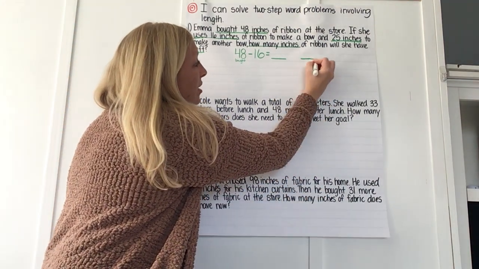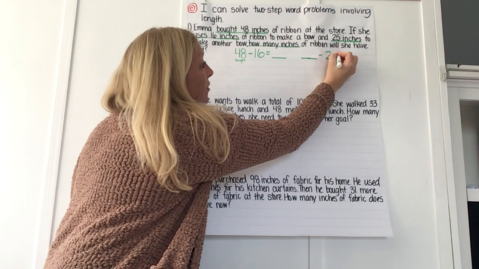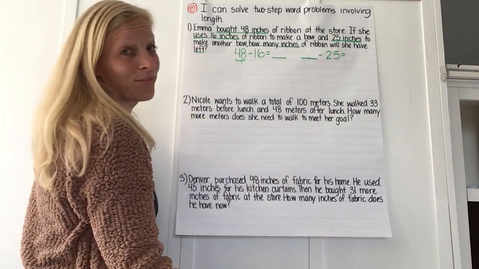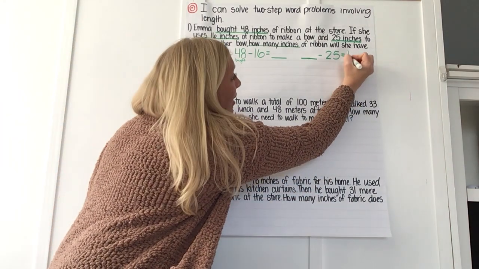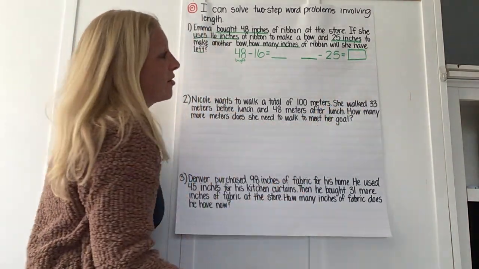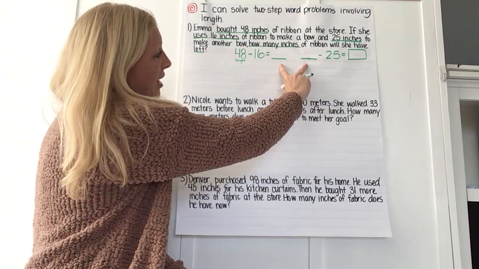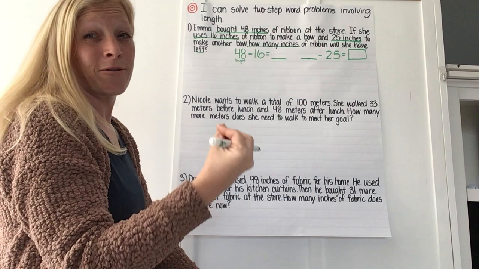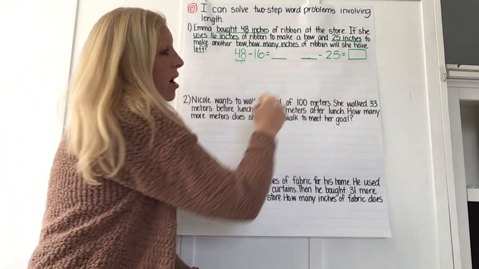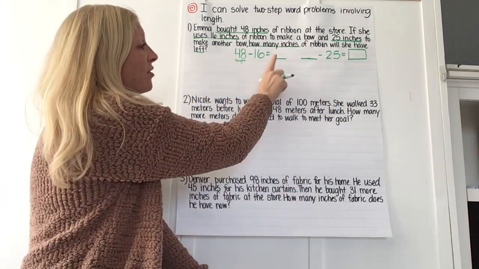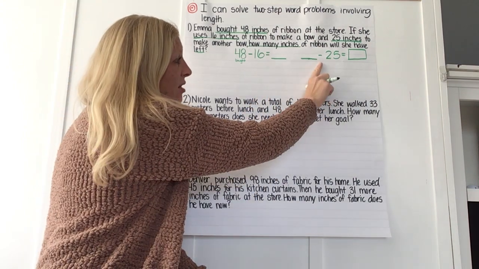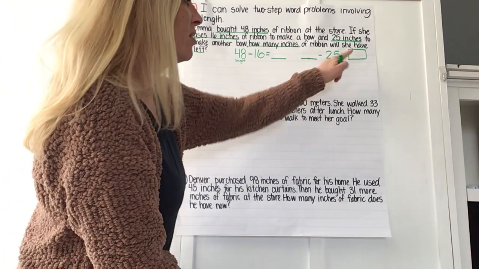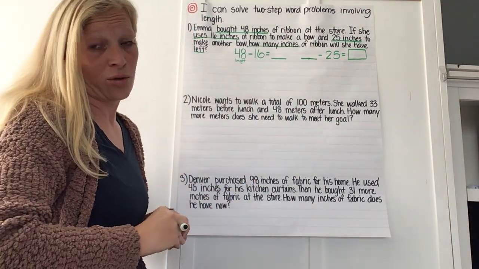So she had this amount, and then she used 25 more inches to make another bow. And we want to know how much does she have left. I put these lines because those are unknowns right now too, aren't they? But what we're trying to find out is where this box is, okay? So we have to solve this before we can solve this and really find out how many inches she has left. This is our symbol for the unknown of that story.